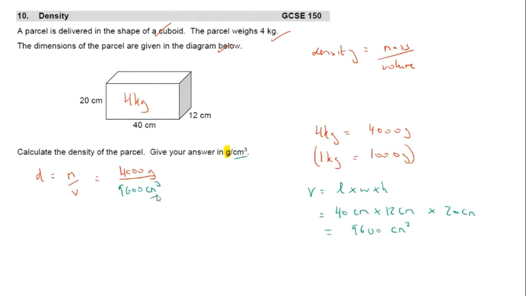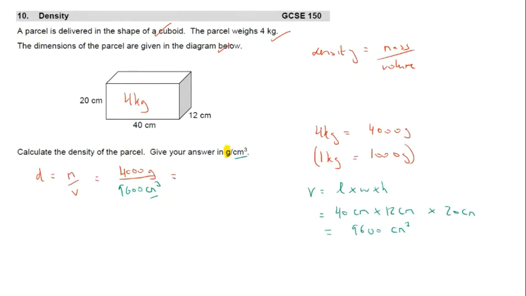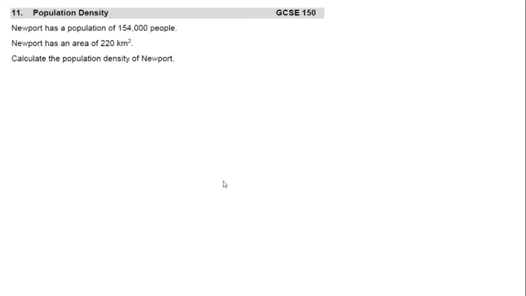So if you do 4,000 divided by your volume, you actually get not a very pleasant answer, but to 2dp, I got 0.42 grams per cm cubes to 2 decimal places. Okay, job done. I think the last one then, population density.